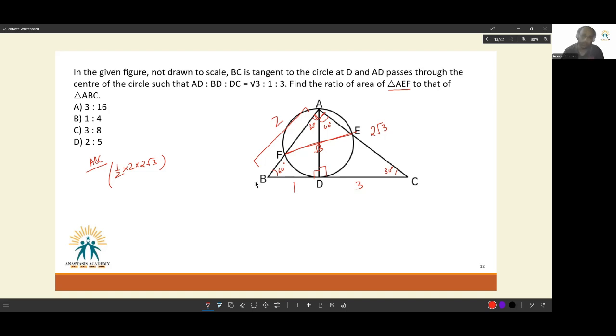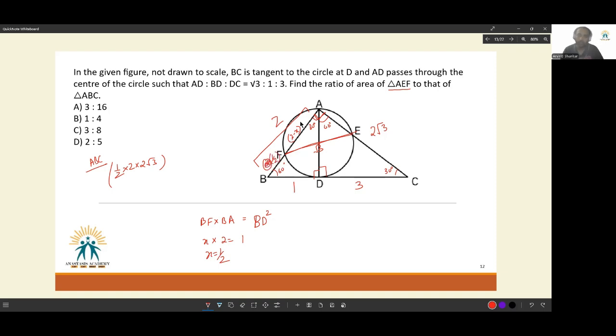Okay, I can do this. Look at this. BF, let me take it as X. If BF is X, FA will be 2 minus X. And now, BF into BA will be equal to BD square. The tangent secant theorem again. So BF is X, BA is 2, and BD square is 1. So X is equal to half. So this is half.